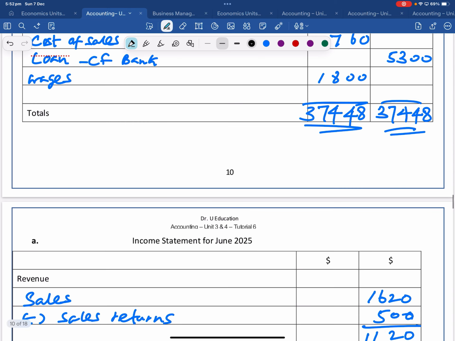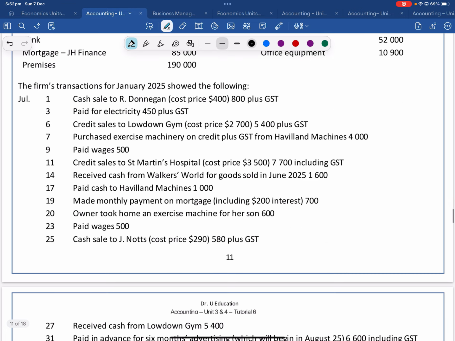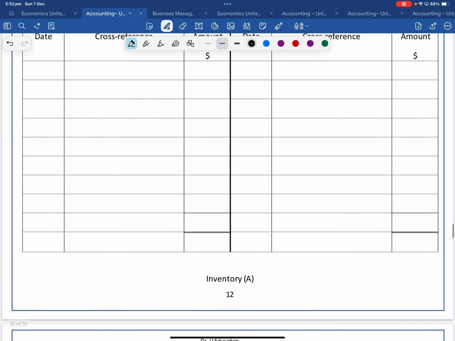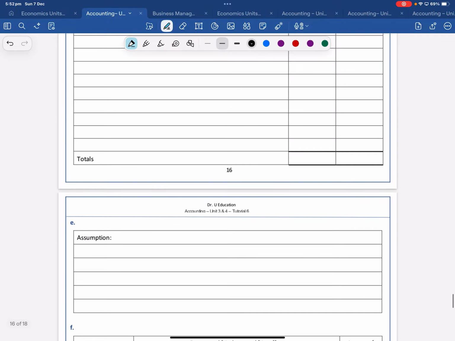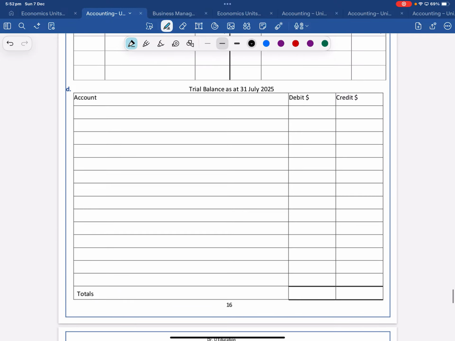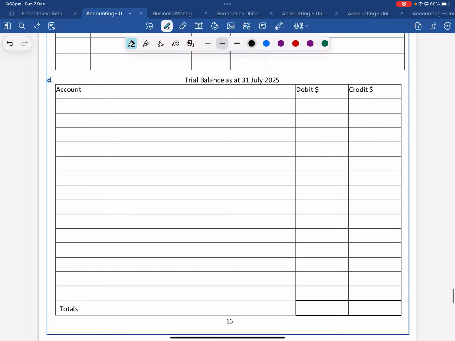Then guys, we are done with question number 1. Question number 2. Anyone wants me to do the trial balance? Because there are some of you that didn't do trial balance. You want me to do the trial balance? Yes? Yep. And then we have theory questions as well.